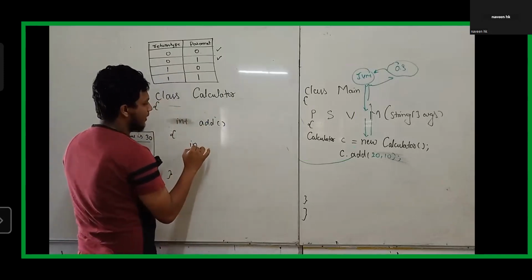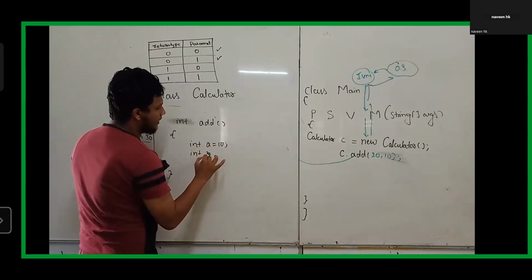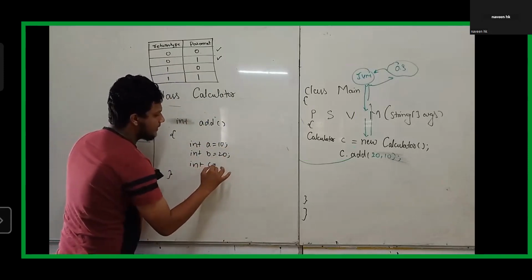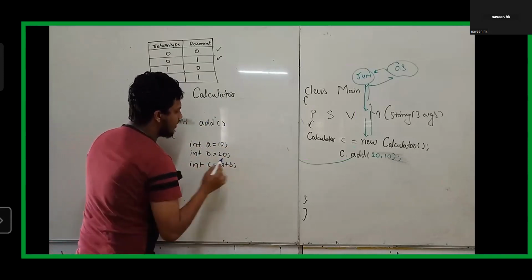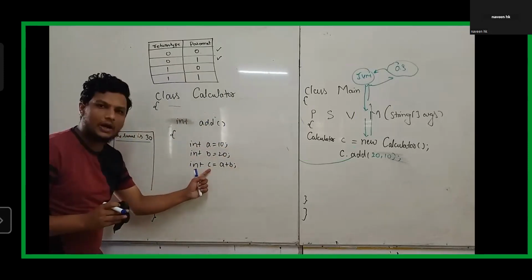as int A is equal to 10. I'll write int B is equal to 20. I'll write int C is equal to A plus B. Now, I want to return this data. Some value I want to return.